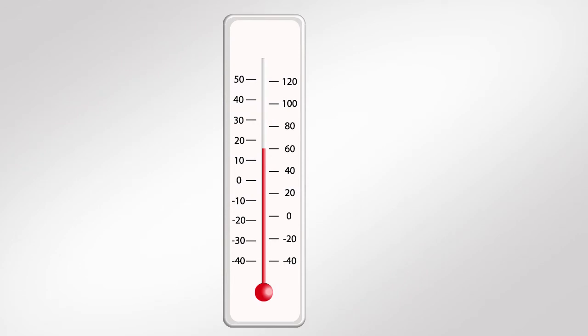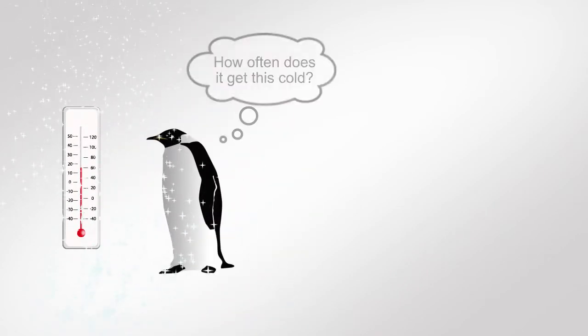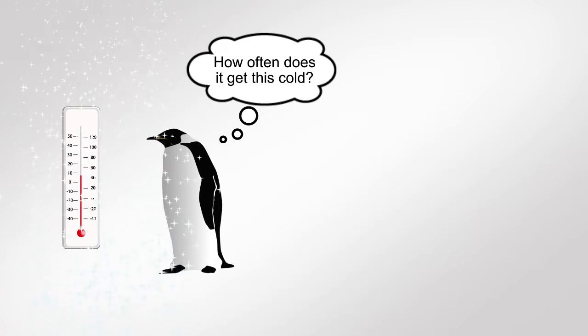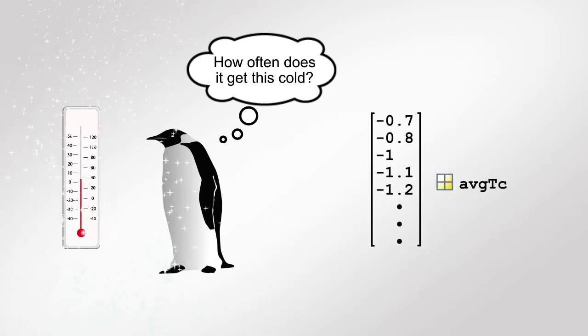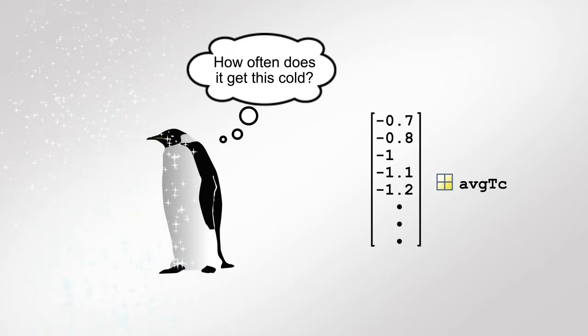When analyzing data, we frequently ask, how often do particular events occur? Consider this vector containing the average temperature for each day in degrees Celsius. We can determine and visualize how often particular temperature ranges occur by creating a histogram with the hist function.